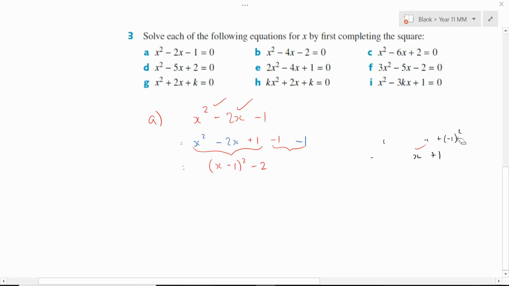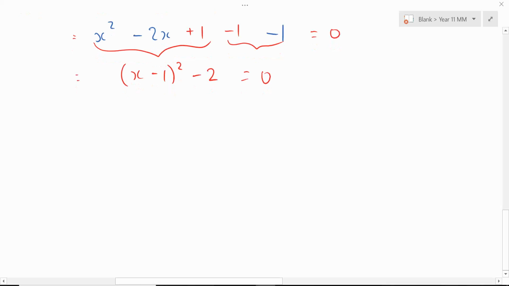In this question, they're actually asking you to solve because it's all equal to 0. It's equal to 0. And from here, you're meant to do inverse operations.